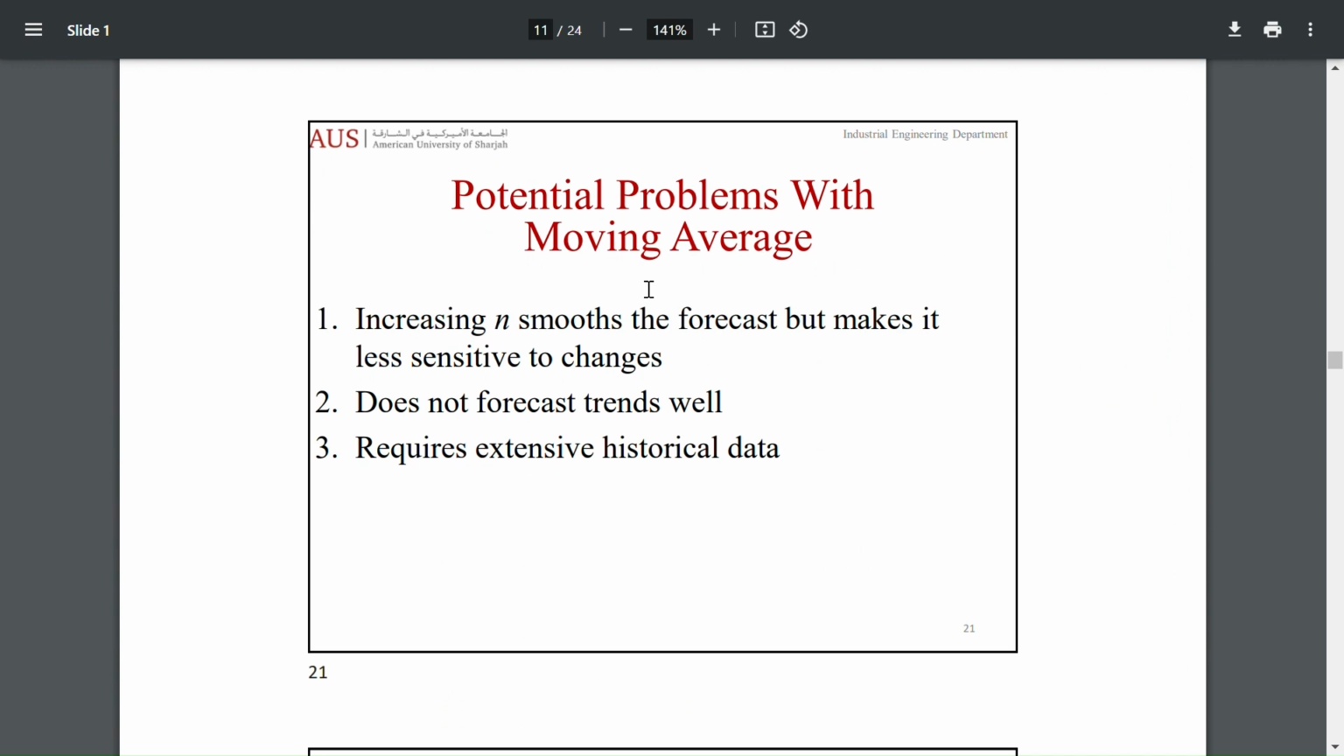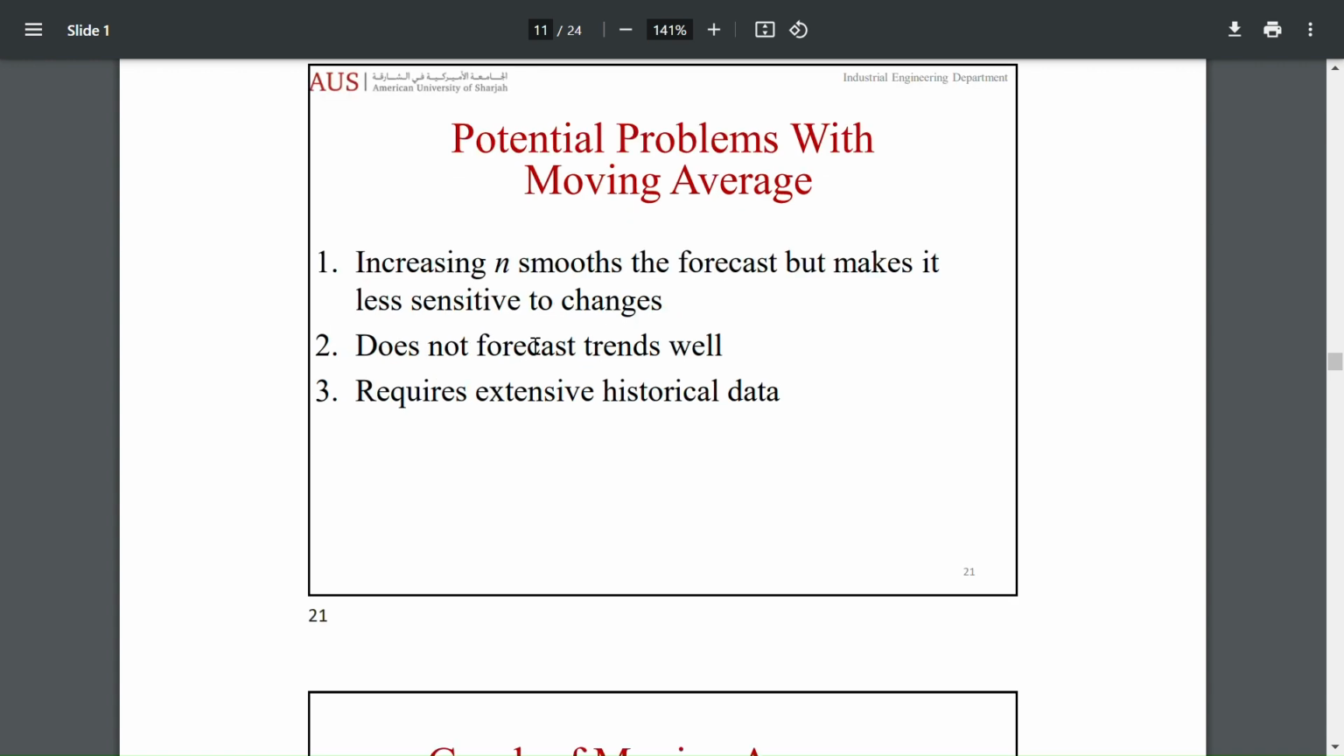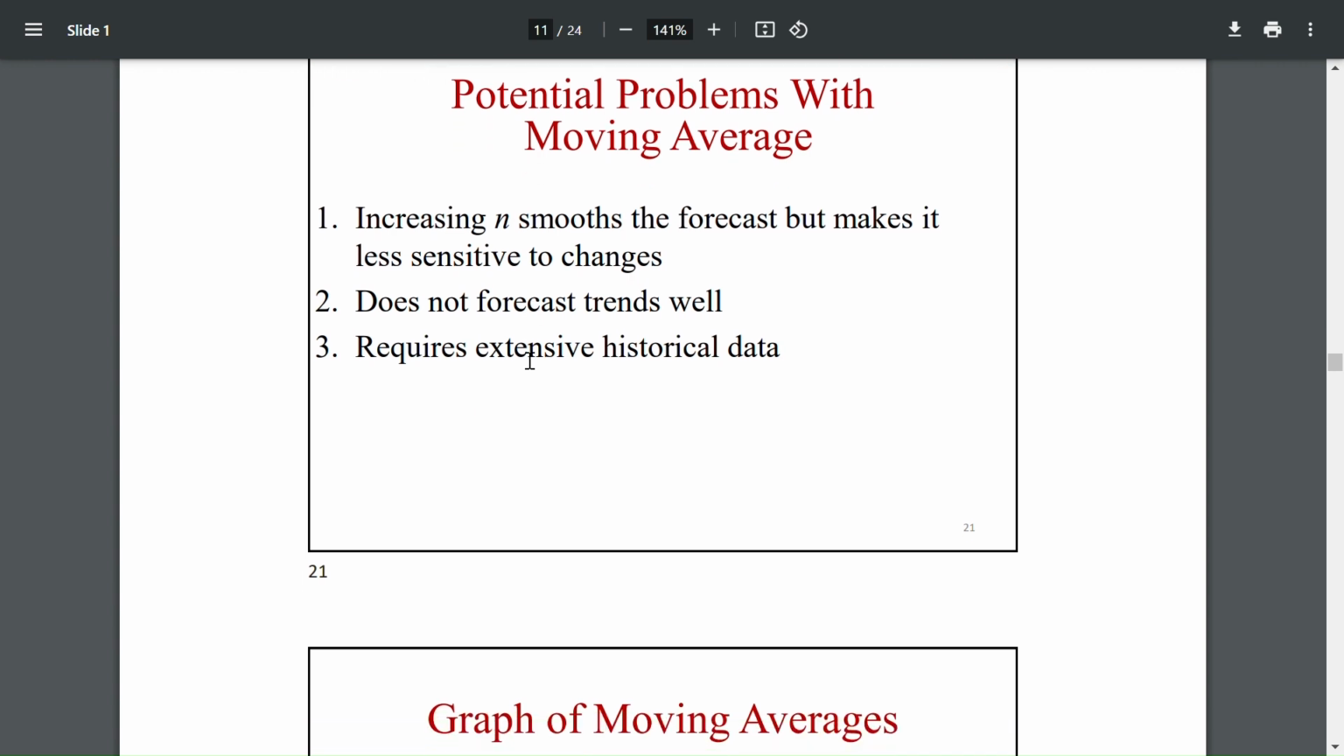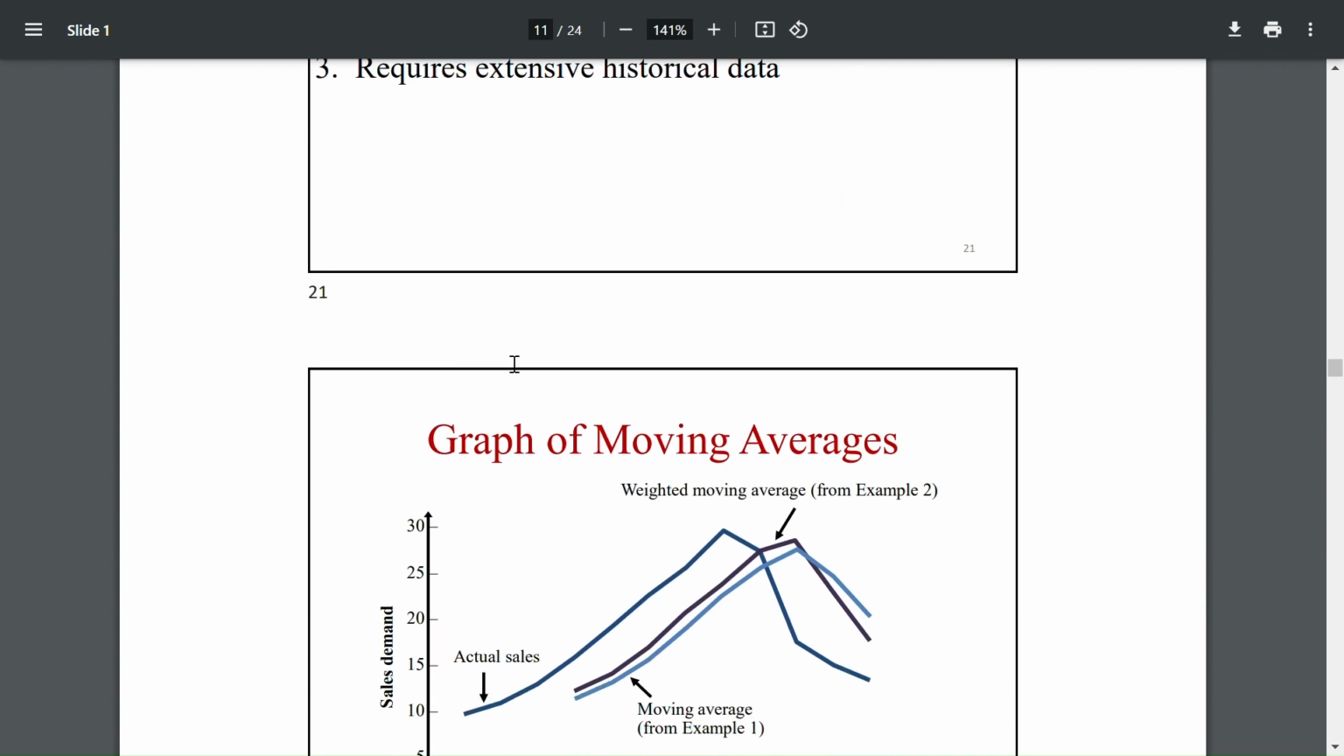However, there are still problems with the moving average, and one of them is that increasing n smooths the forecast. What it means to smooth the forecast is that it makes it unpredictable for trends. So it doesn't predict trends accurately, it just gives some rough estimate that's smoothed out, assuming that our data are stable, and does not forecast trends. Also, it requires a lot of historical data.